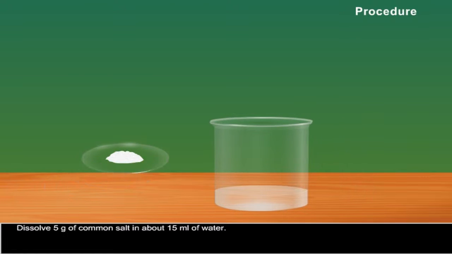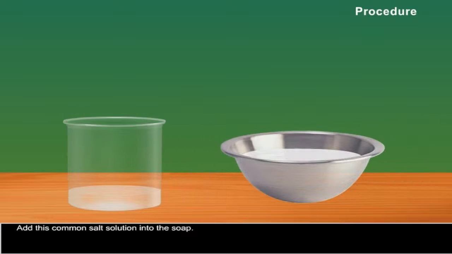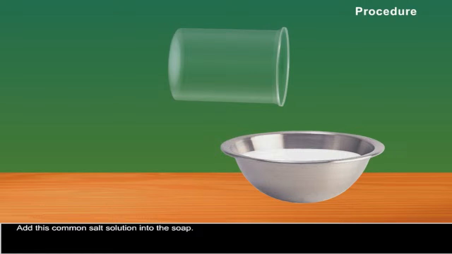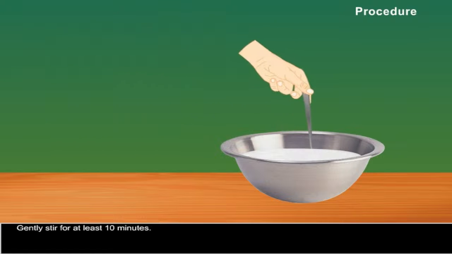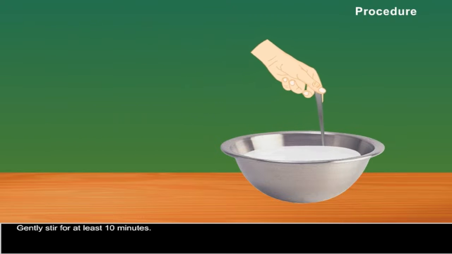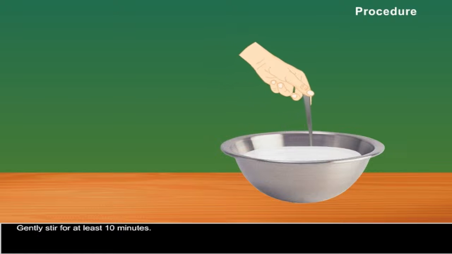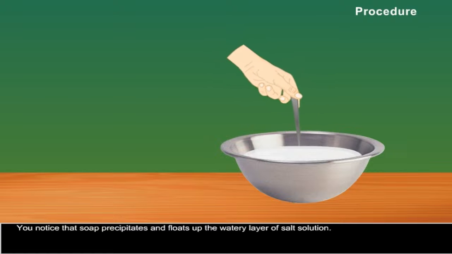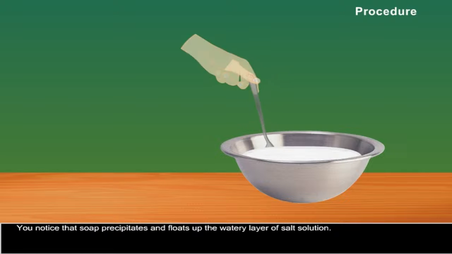Dissolve 5 grams of common salt in about 15 milliliters of water. Add this common salt solution into the soap. Gently stir for at least 10 minutes. You notice that the soap precipitates and floats up on the watery layer of salt solution.